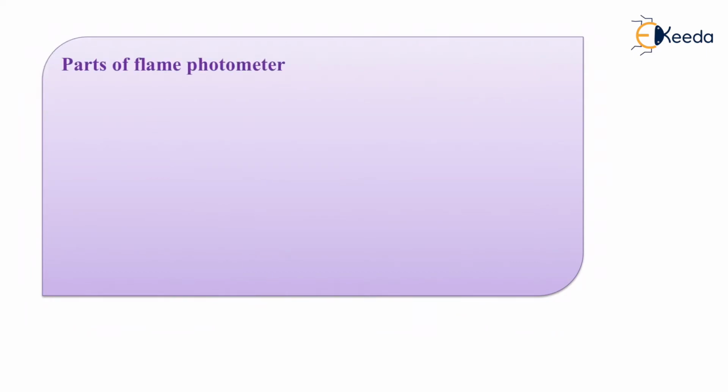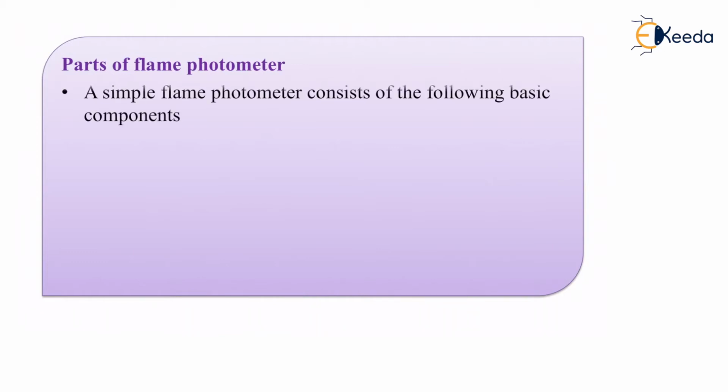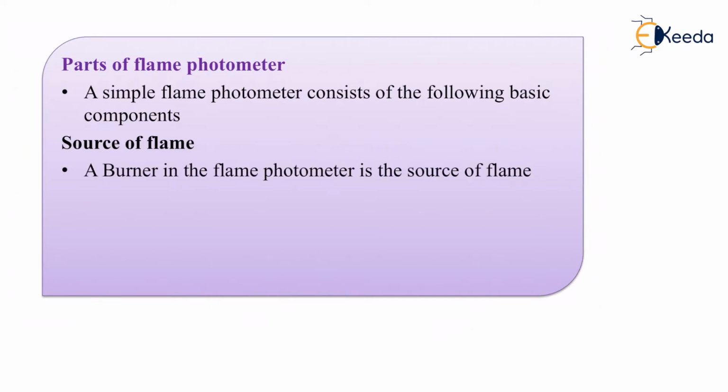Moving on, we have the parts of a flame photometer. A simple flame photometer consists of the following basic components. Let us see these basic components of a flame photometer in detail. Source of flame. We should always know the source of flame. A burner in the flame photometer is the source of flame.